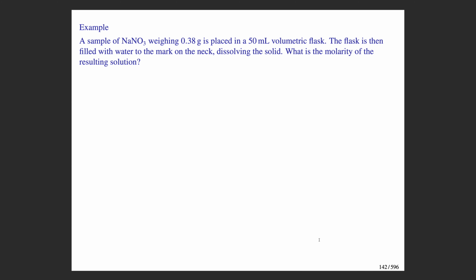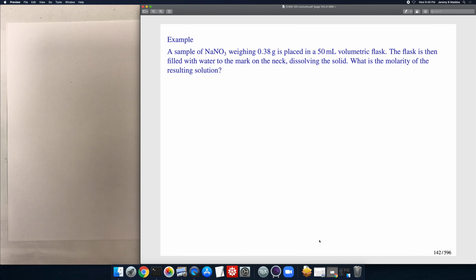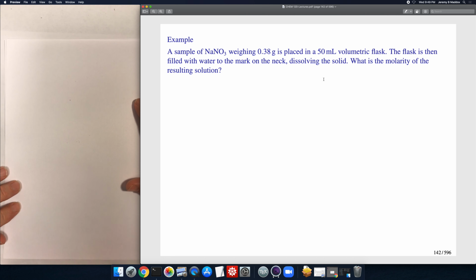So in the next few slides, we're going to be working through some problems involving molarity. So in this example, we have a solute, sodium nitrate, that weighs 0.38 grams, and it is dissolved in a 50 milliliter solution. And we're simply being asked to calculate the molarity of the solution after that.